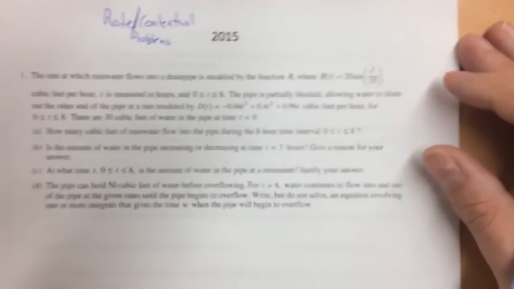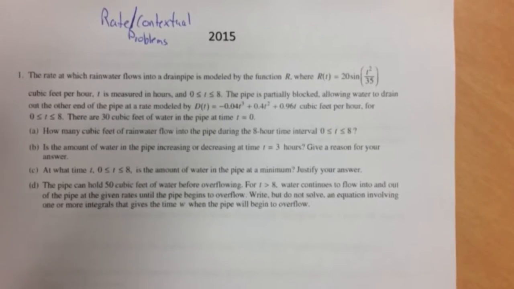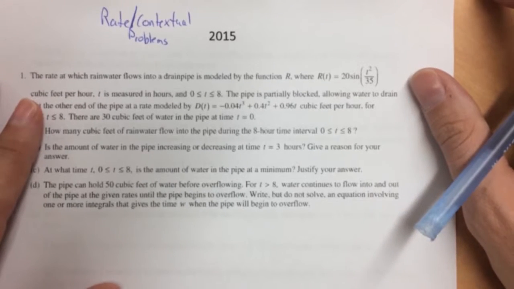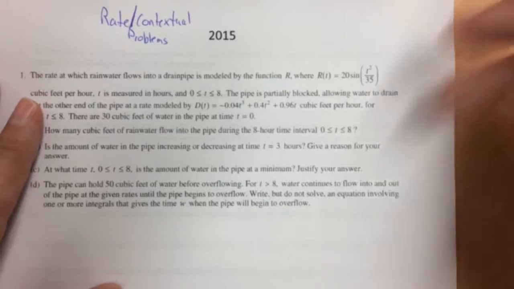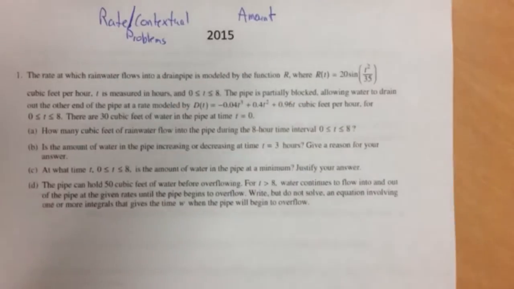All right, we're going to be looking at rate and contextual problems. In all of these, we're given a rate. And before we start talking about rates, let's talk about what a rate is. In all of these problems, there is an amount of something. I'm going to call it an amount. It's how much of something there is.